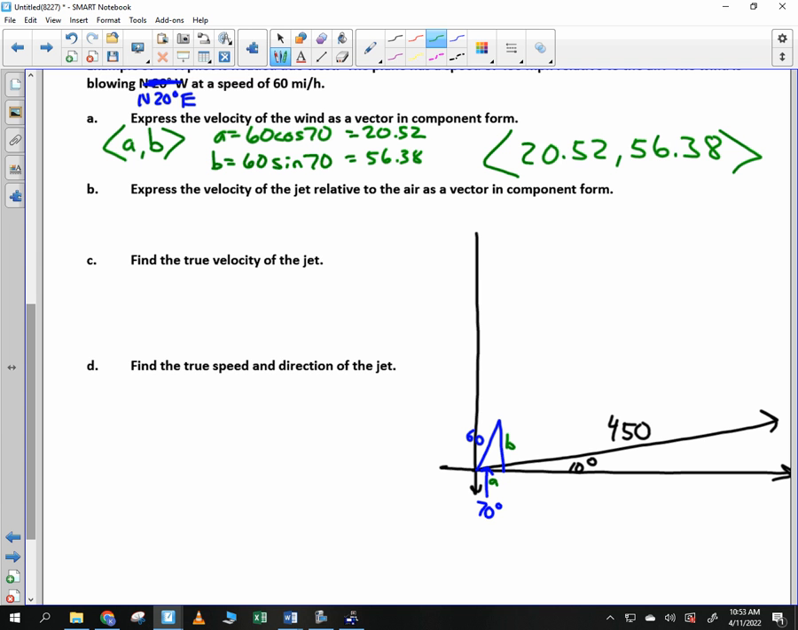It says express the velocity of the jet relative to the air as a vector in component form. So we're going to do the same thing, but we're going to do it for the jet now. So the jet has a horizontal component, and it has a vertical component as well. How am I going to figure out that horizontal component? 450 times the cosine of what? 10. And then B would be 450 times the sine of 10. So I'll come up with those.